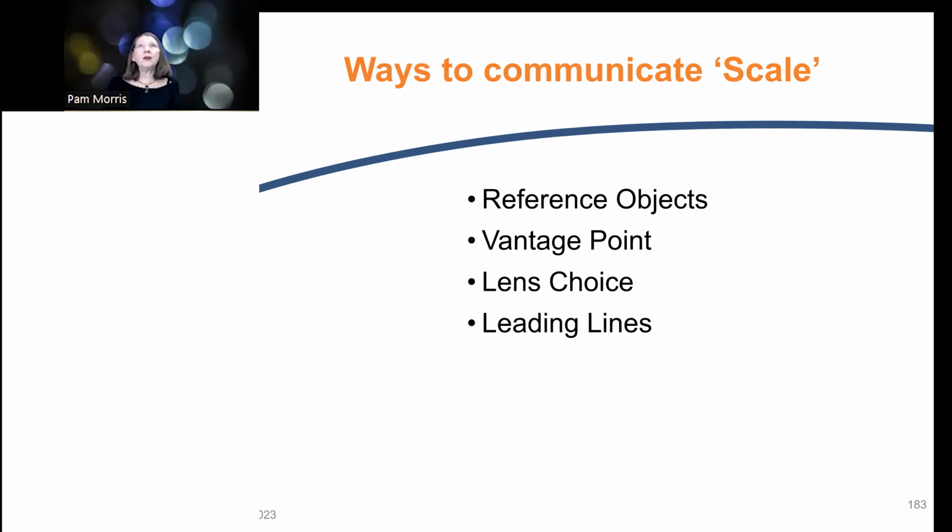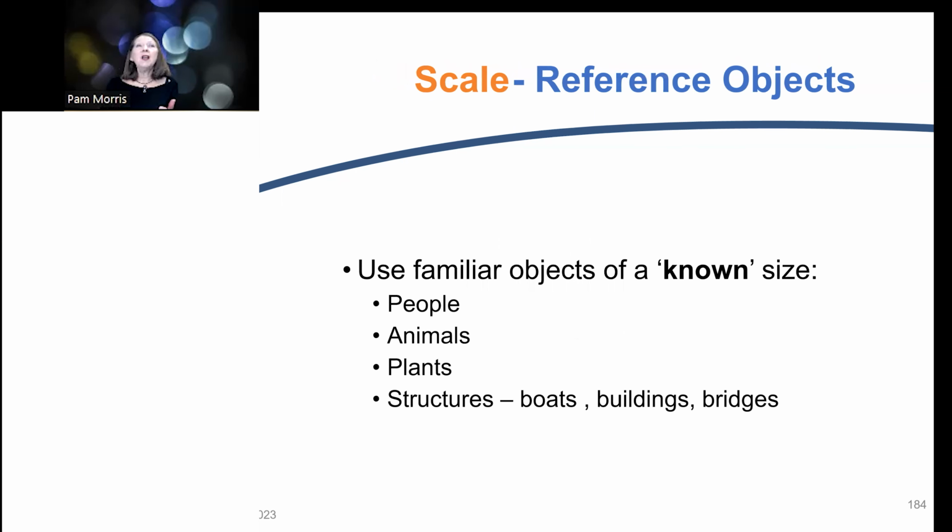So the way that we can communicate scale is typically by using reference objects, but we'll also have a look at, depending on our point of view, our vantage point of taking that particular scenario, our lens choice, and our use of leading lines, we can also communicate this concept of depth and scale. So the best way of using reference objects is using reference objects of known size. So things like a person's hand next to a mobile phone indicates immediately how big that mobile phone is, because we all know how big an adult human hand is.